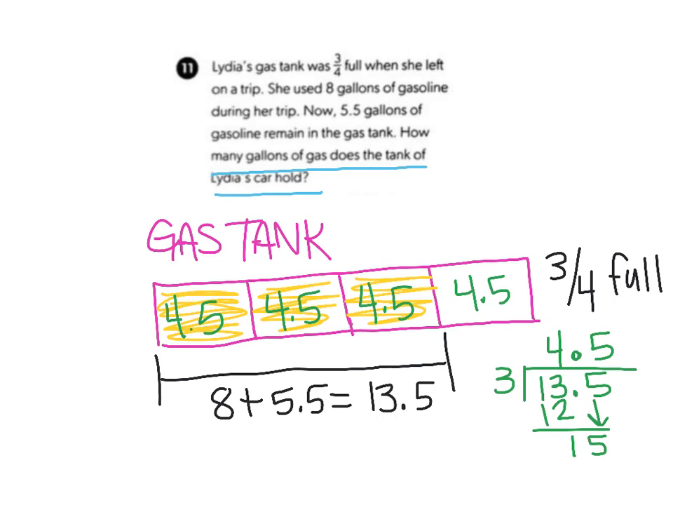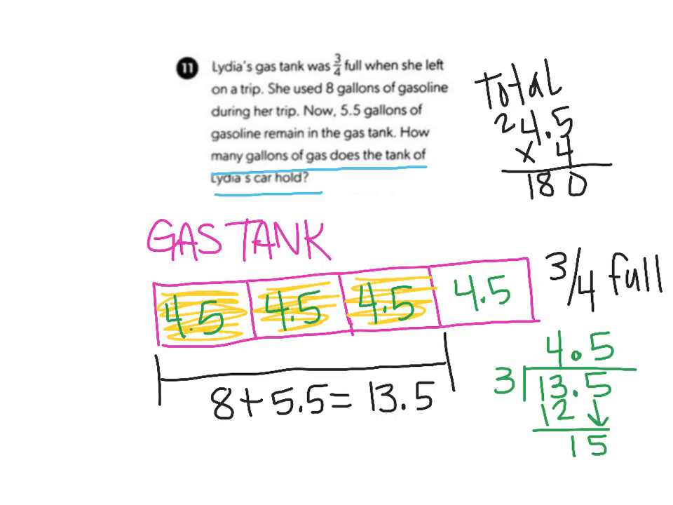Now when the question is asking how many gallons of gas can the tank hold, the total is what I actually need to know. Not just how much she used, not just how much the other segment is, it's the total. So if each one of my fourths is worth 4.5, I would multiply those together to get the total. 180 wouldn't make sense. So remember, there's 1 digit behind the decimal for this one. So the gas tank can hold 18 gallons. Yay, done.